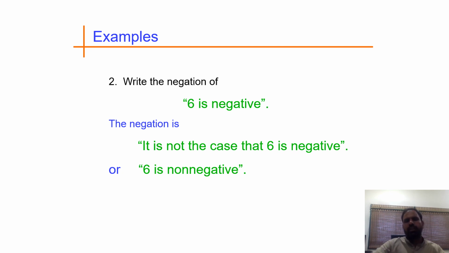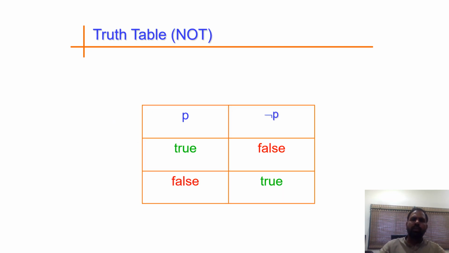Here 6 is negative. The negation is, it is not the case that 6 is negative, or simply you can write 6 is non-negative. It is a truth table for P. It's very important and it plays a key role in discrete structures. These are the values for P and these are the values for negation P.